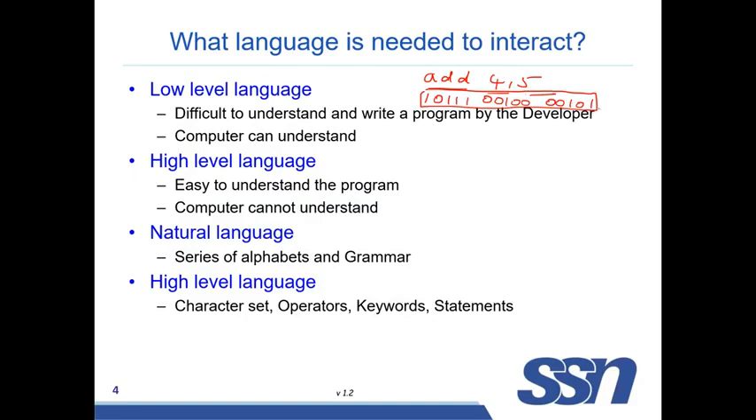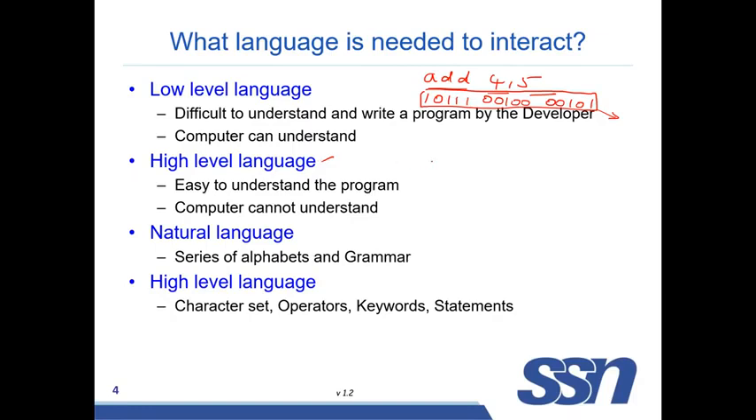But for a program developer, it is very difficult to remember the binary sequence for operations, the binary sequence for the data and so on. So it is very difficult for the programmer to write a program using low level language, but the computer can understand it. What is high level language?